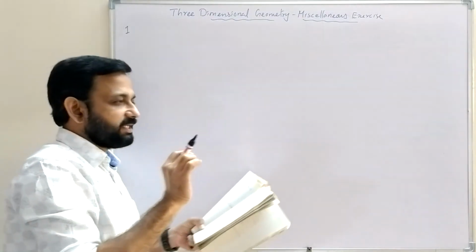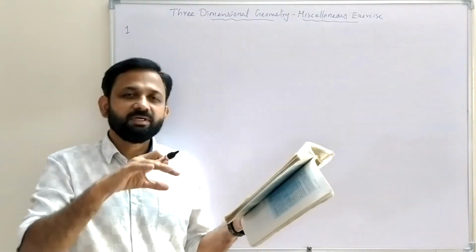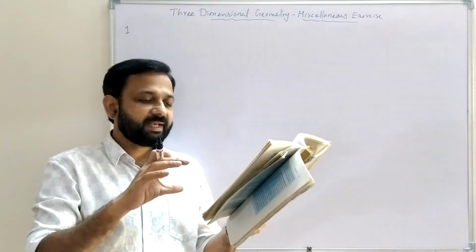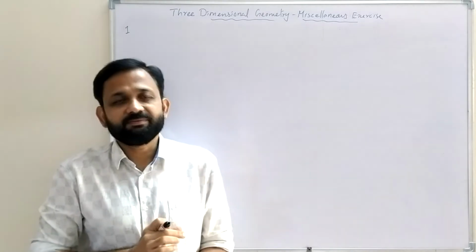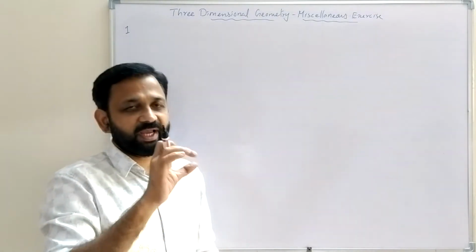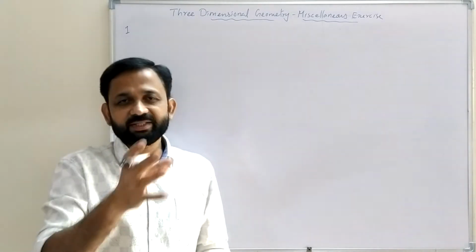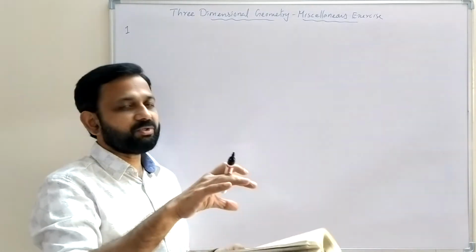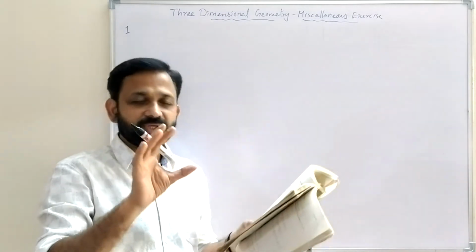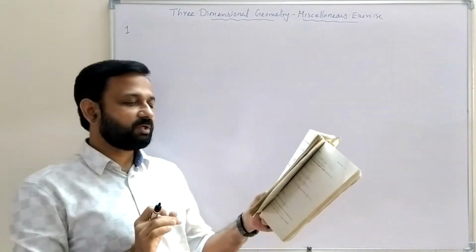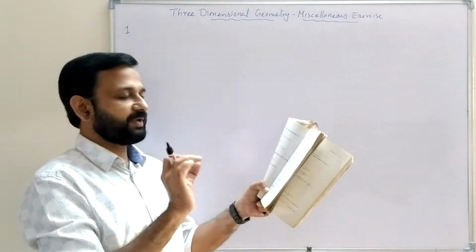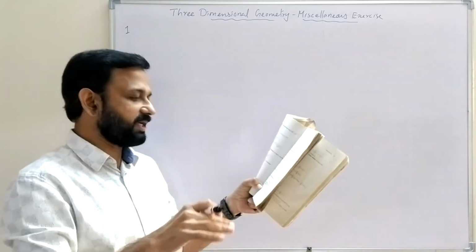So we can find the direction ratios of the 2 lines, and if they are perpendicular to each other, then if A1, B1, C1 and A2, B2, C2 are the direction ratios, then A1A2 plus B1B2 plus C1C2 equal to 0 if they are perpendicular to each other. So first we are going to find the direction ratios of the 2 lines.